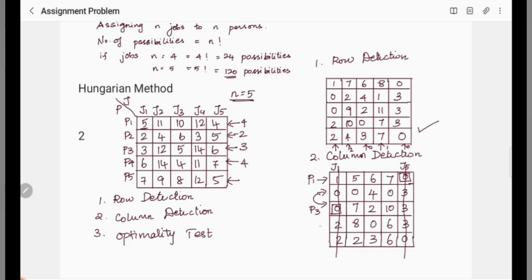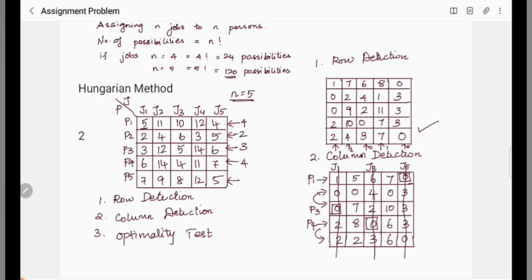Next, we'll consider the next row, which is the fourth row. Here we found a single 0, which means person 4 will be able to do job 3. So I am striking out this particular job. When we jump to the last row, we find no zeros, so we are going to skip it. So this is the row scanning procedure, and after this row scanning, we'll be doing our column scanning.